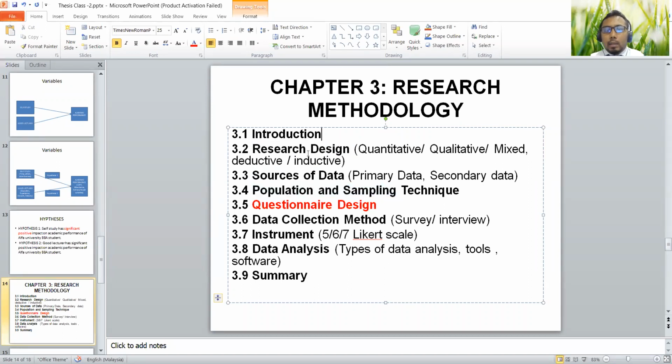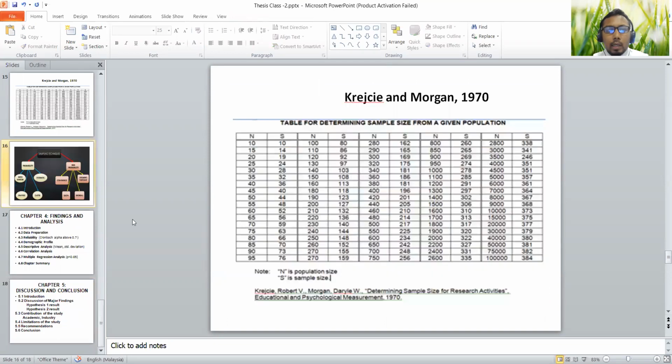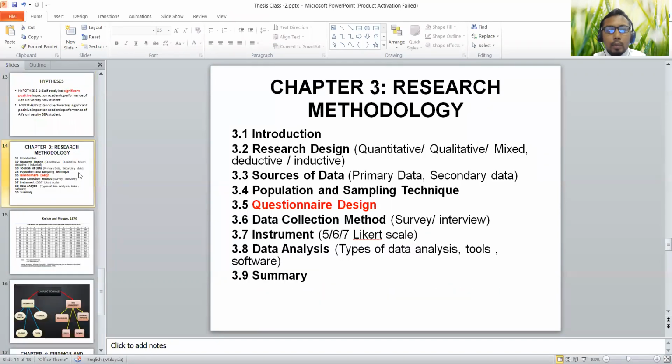In chapter 3, number 2 is the research design. Research design means what is the design of your study, the design of your topic, your project. So you already know what your study is: quanti, quali, or mix. You write down that this study is a quantitative study, or this study is a qualitative study. And then there is a question: is it inductive or deductive? I'm giving an example.